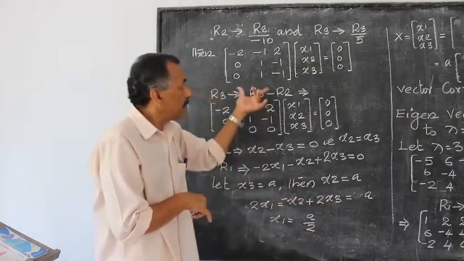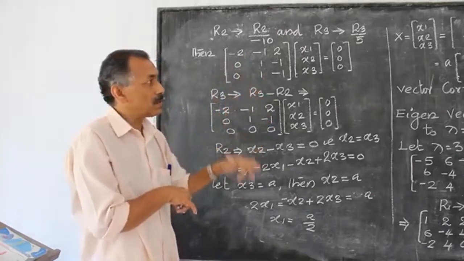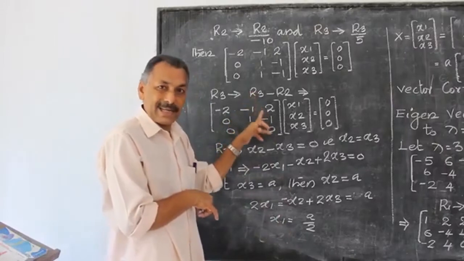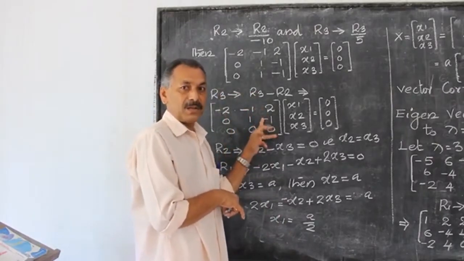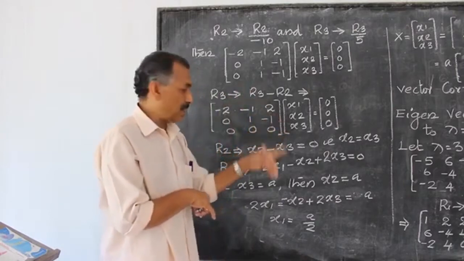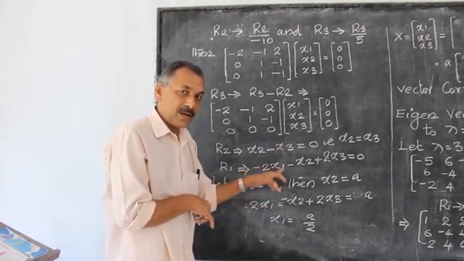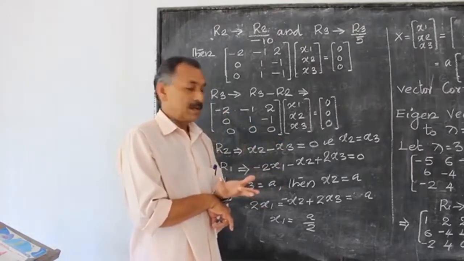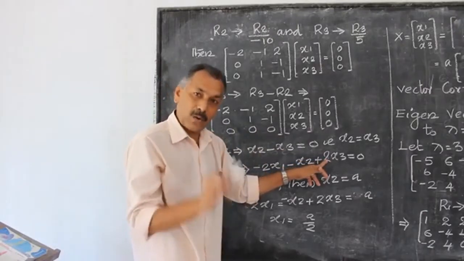And then in the system lambda I minus A times X is equal to 0, we solve it by applying the row transformation to the coefficient matrix. There are three variables, and the rank is 2.